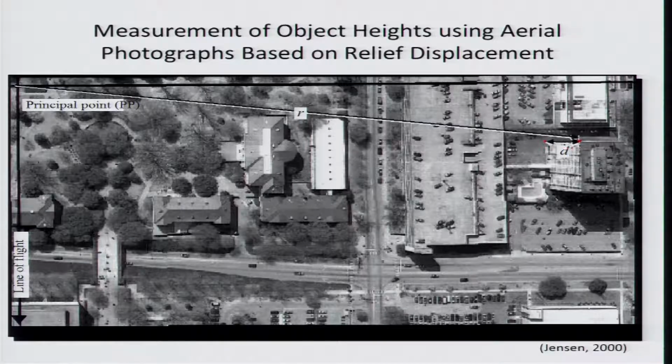So, this will give you the D, and then another measurement which you have to take is the R. Now, R has to be taken with respect to your principal point. So, you have the principal point. This is the radial distance between the principal point of the respective photograph and the top of the building. So, you have R, you have D, you can calculate the height of the object. This can be done very easily, a very simple exercise.